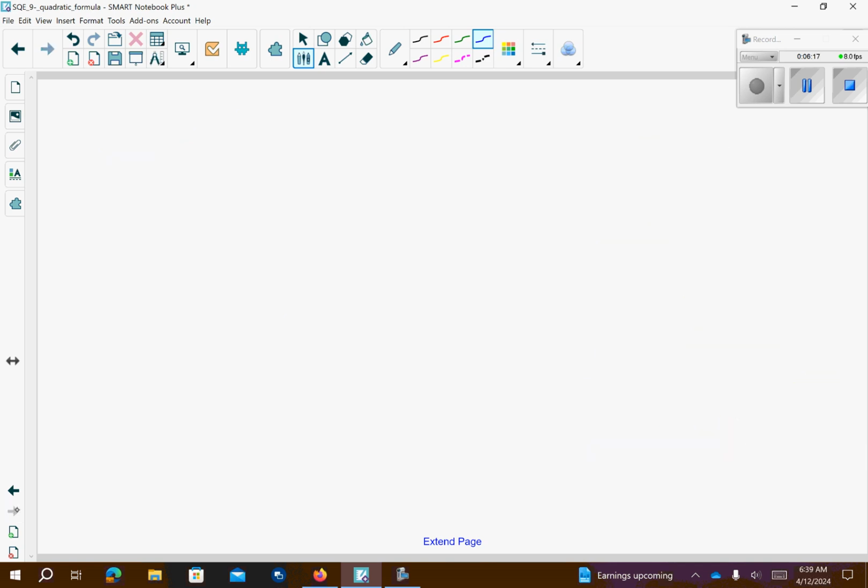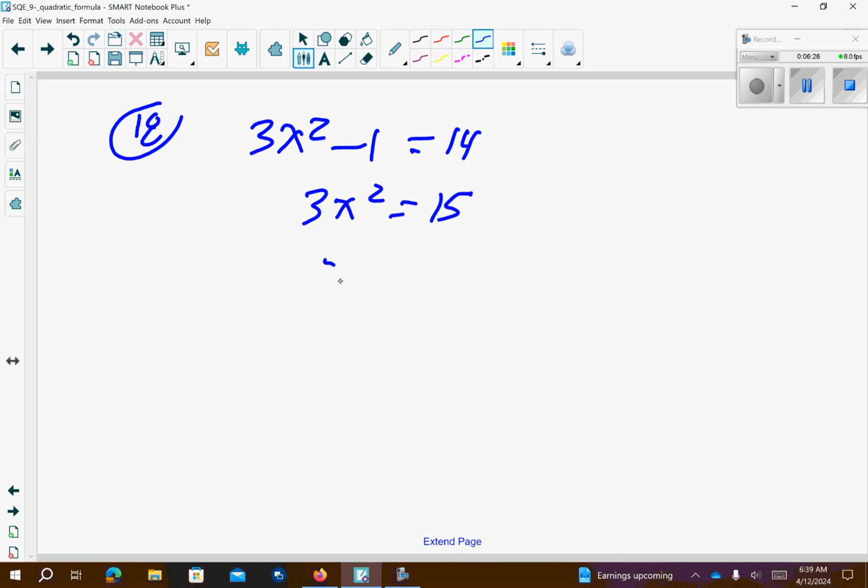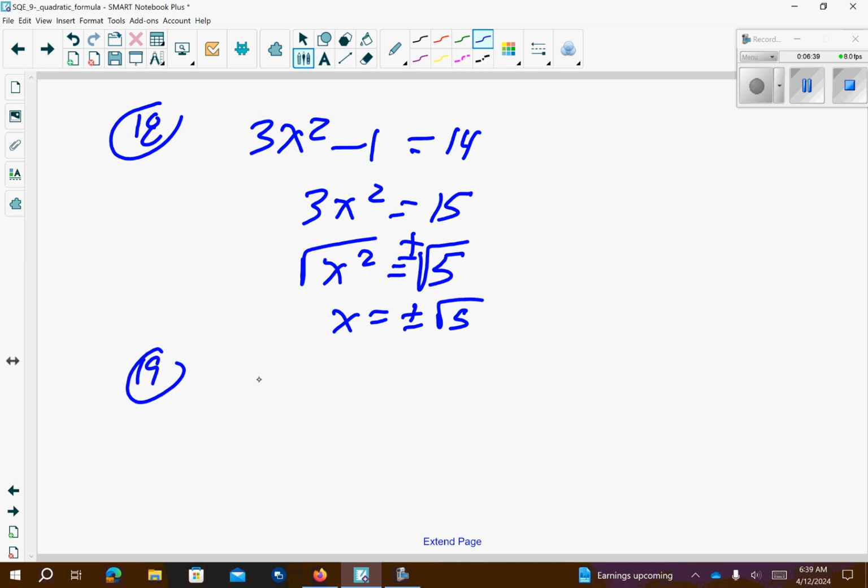Number 18 we did in class, but we'll do it again just to make sure we're good. Add 1 to both sides. Divide by 3. Square root. Don't forget the plus or minus. So plus or minus square root 5. And on number 19, where they made the problem, the answer should be plus or minus square root 7. So they made a mistake in that one.